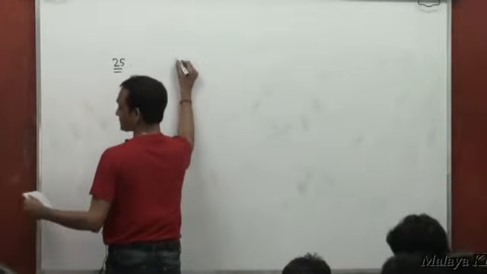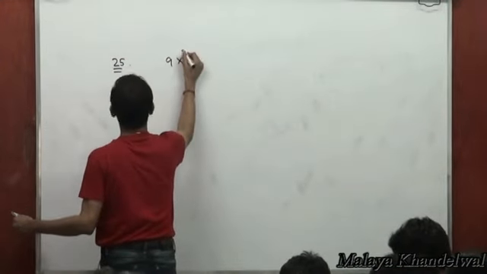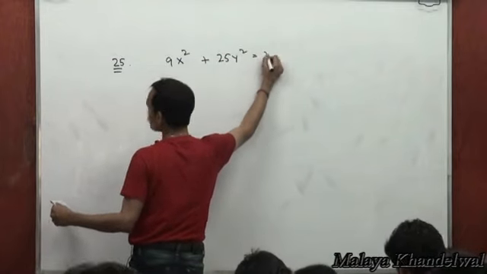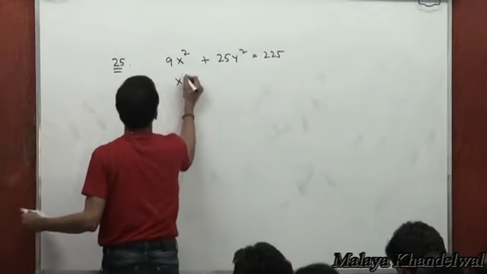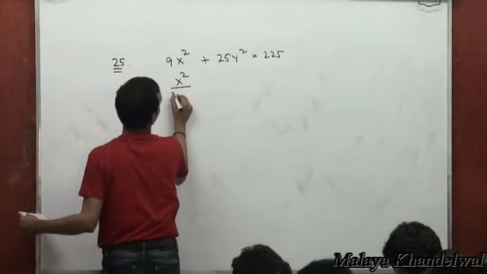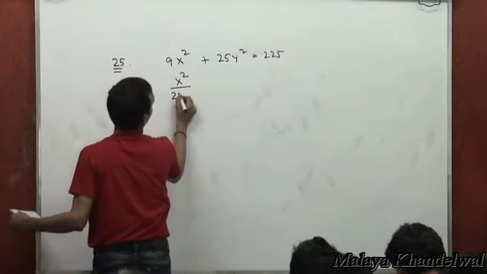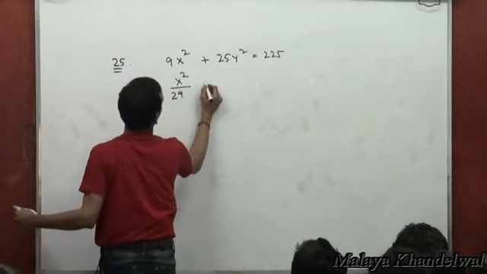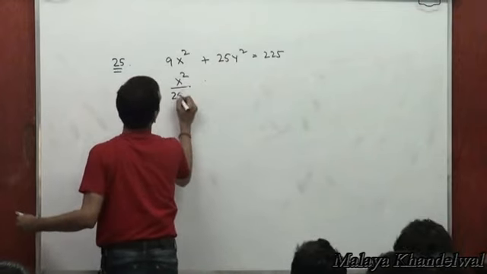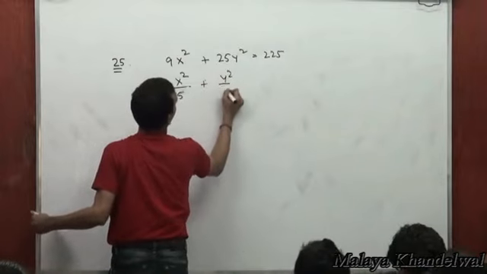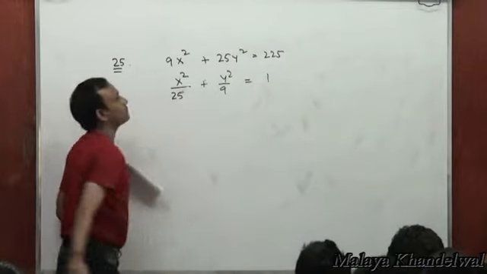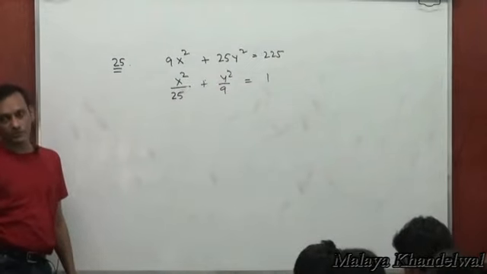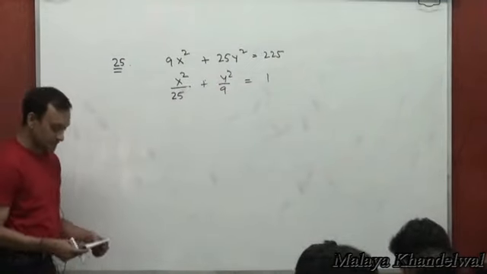We have an ellipse 9x squared plus 25y squared equal to 225. That means x squared by 25 plus y squared by 9 equal to 1, right? That's the ellipse.